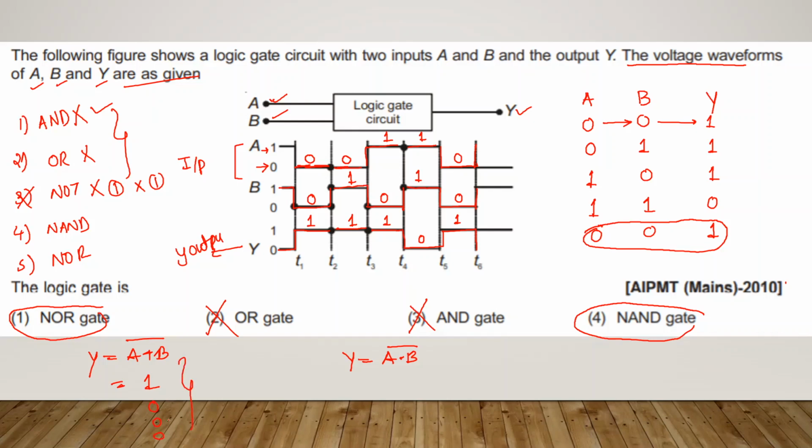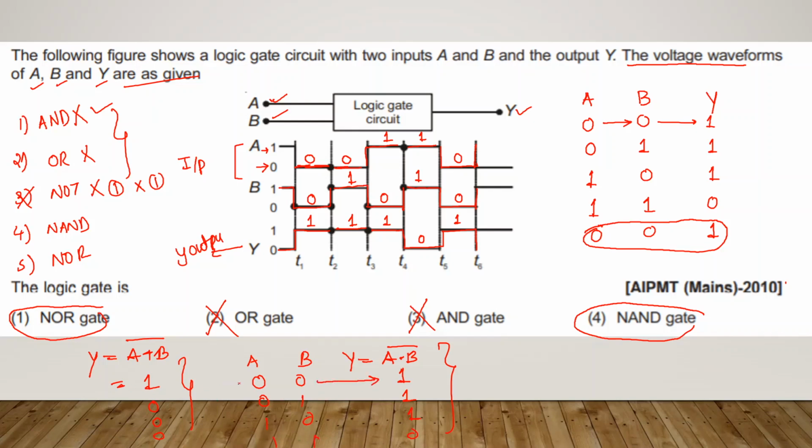This was the output for NOR gate, whereas for NAND gate, this was the output: 1, 1, 1, 1. What were the inputs? Both of them had the same input: 0, 0, 0, 1, 1, 0, 1, 1. So whenever both the inputs are 0, output was 1.